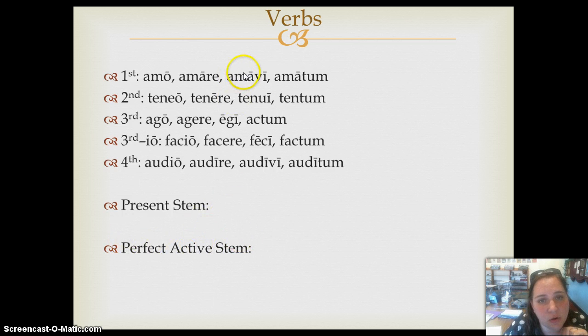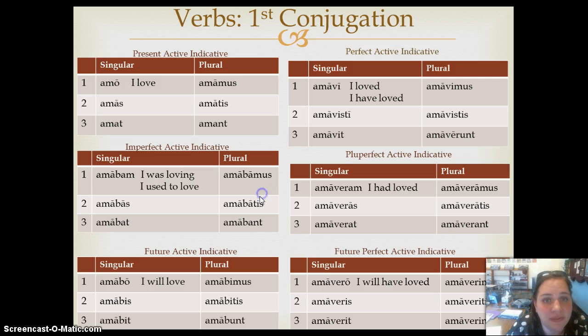Perfect active stem, you take your third principal part, remove the long I, and that gives you your perfect stem, and then you add your perfect endings to those, and that's how you form the perfect, pluperfect, and future perfect active indicative. The perfect passive form is the 4th principal part with the ending changed to match the subject, and then a form of the verb to be, and that's how you form the perfect passive, pluperfect passive, and future perfect passive indicative. And again, you should have notes. You should be writing notes on all of these.